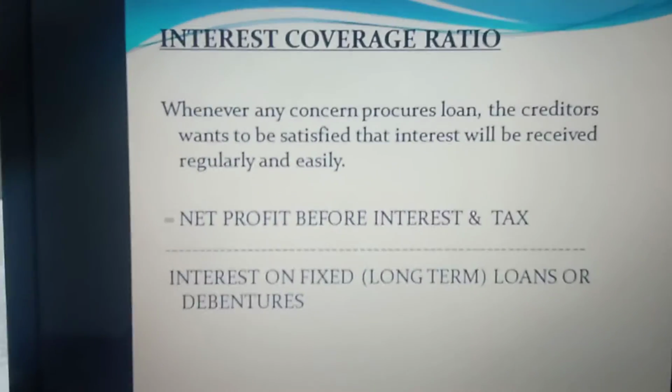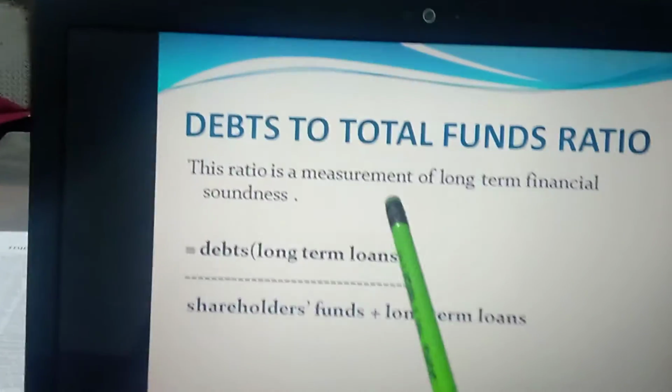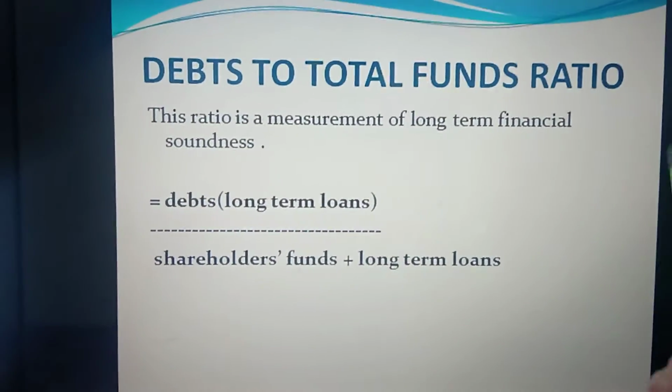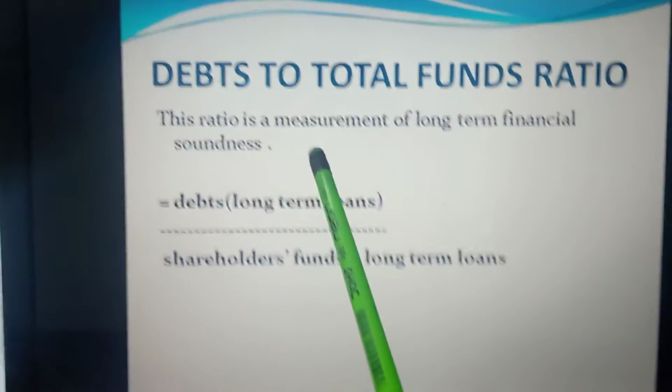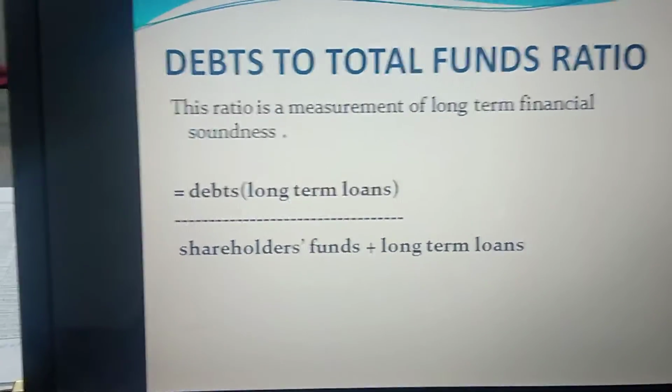Okay, so it will be divided by interest. Here, one more related ratio is known as the debts to total funds ratio. Again, it tests the long-term solvency of the concern. This ratio is a measurement of long-term financial soundness.